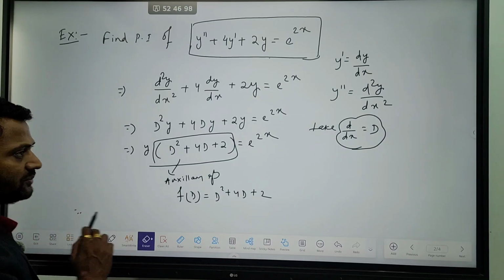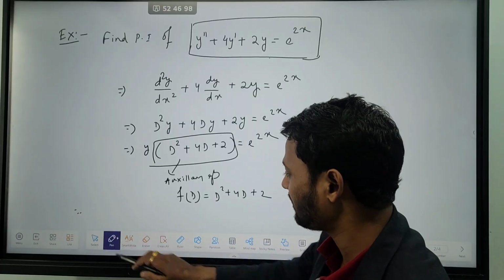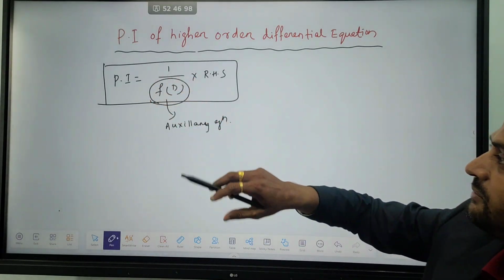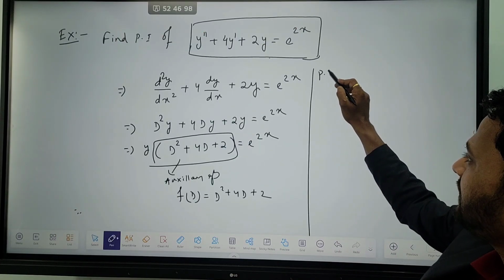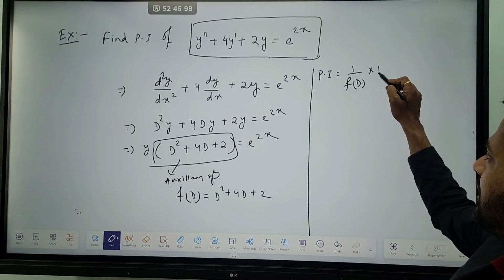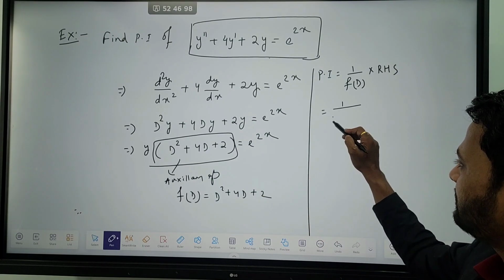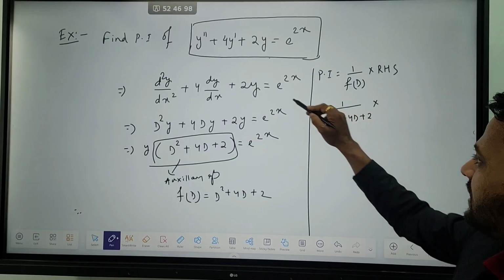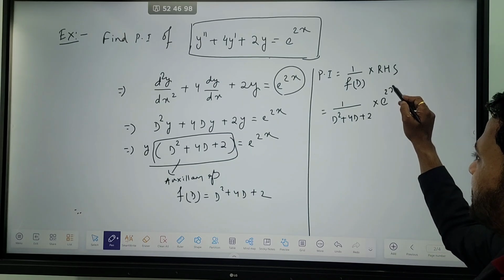Now our objective is to find out PI. What is the standard formula of PI? Already I have told in my previous slide. The standard formula of PI is 1 by f of D into the RHS of this equation. So here I am writing PI is 1 by f of D into the RHS of this equation. So 1 by f of D कितना है? D square plus 4D plus 2. And what is the RHS of that differential equation? It is e to the power 2x.